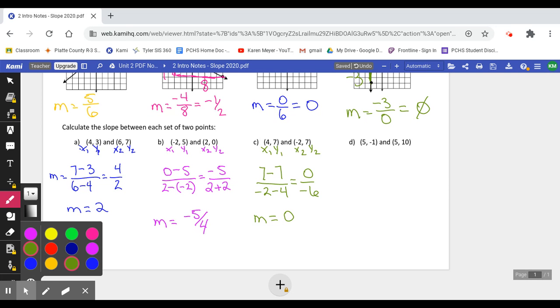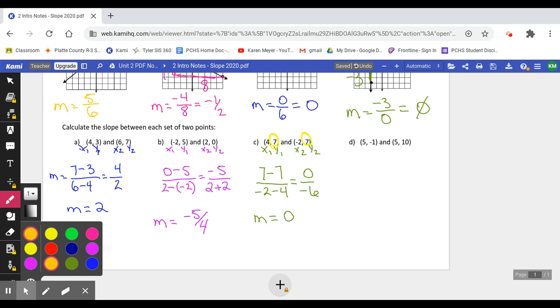Now, 0 is a unique answer. And how could I tell by just looking at this problem that my answer would be 0? Do you guys notice that in the ordered pairs, what's the same? Does everybody see each ordered pair has a number 7? And that 7 is located in the y spot on each one. So anytime your y number is identical in each ordered pair, your slope will always be 0.